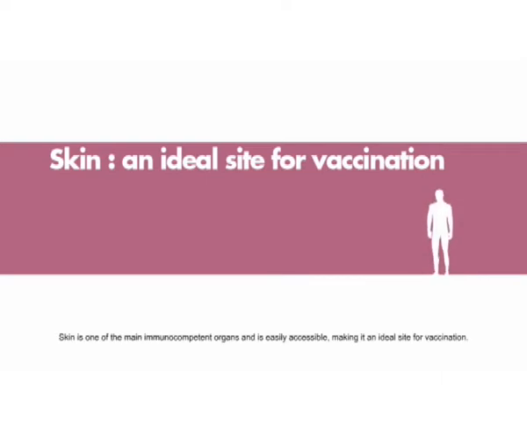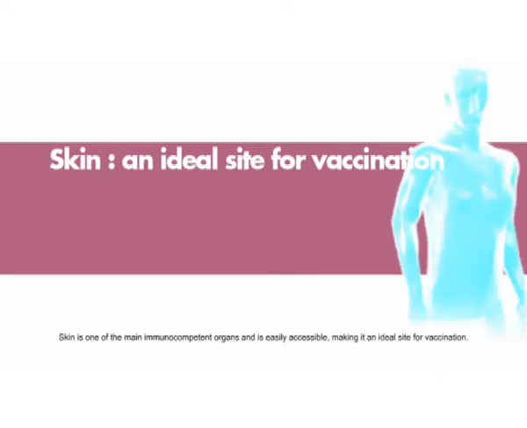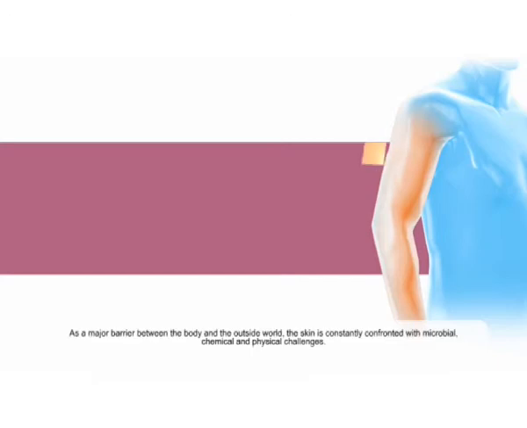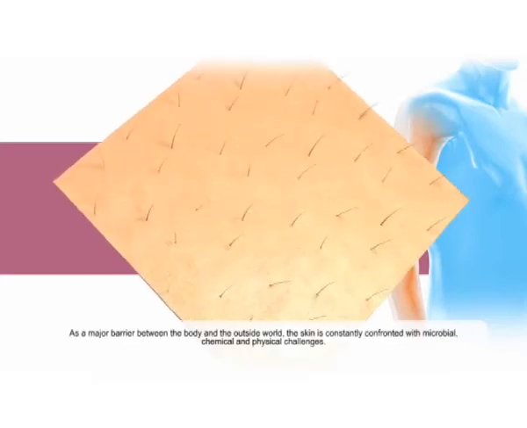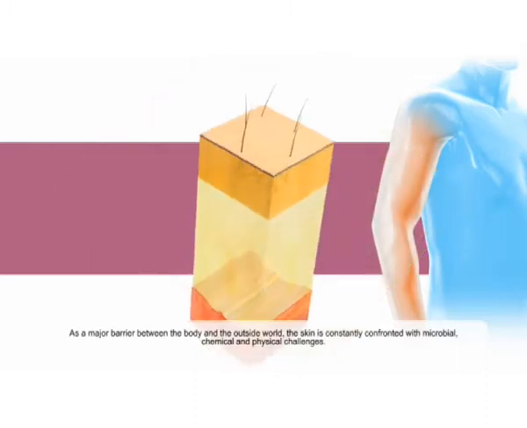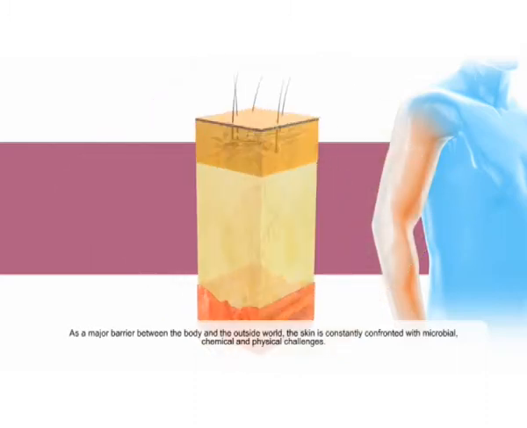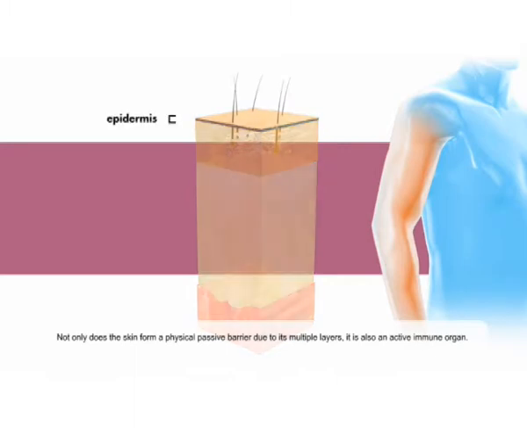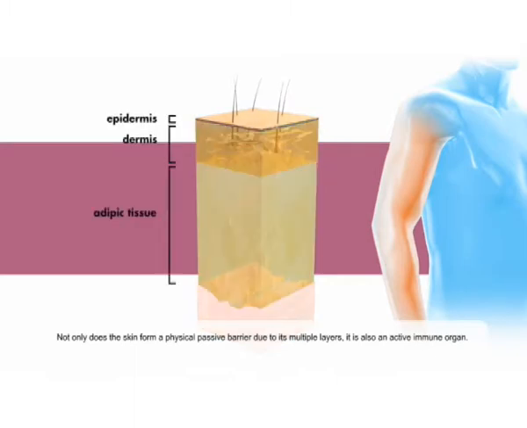Skin is one of the main immunocompetent organs and is easily accessible, making it an ideal site for vaccination. As a major barrier between the body and the outside world, the skin is constantly confronted with microbial, chemical and physical challenges. Not only does the skin form a physical passive barrier due to its multiple layers, it is also an active immune organ.